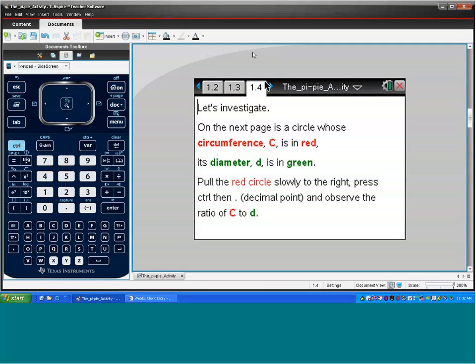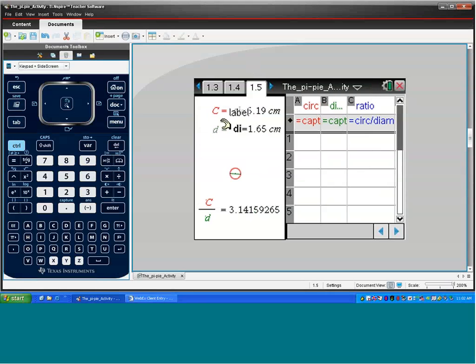Let's investigate. On the next page is a circle whose circumference C is in red, its diameter D is in green. The student will be asked to pull the red circle slowly to the right, press Control then decimal point, and observe the ratio of C to D. So you'll notice here's the circumference, 5.19, the diameter is 1.65. The ratio of those two numbers is calculated to this number here. And to put that into the table, I'll press Control, decimal point, and I'm going to grab that circle and make it a little bit bigger.